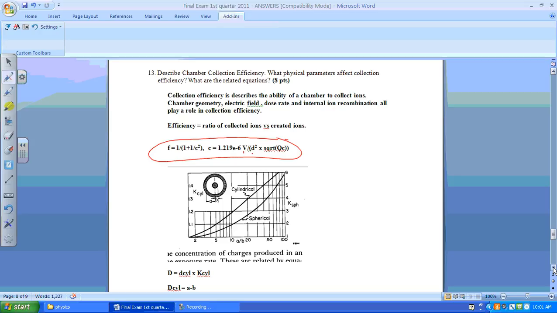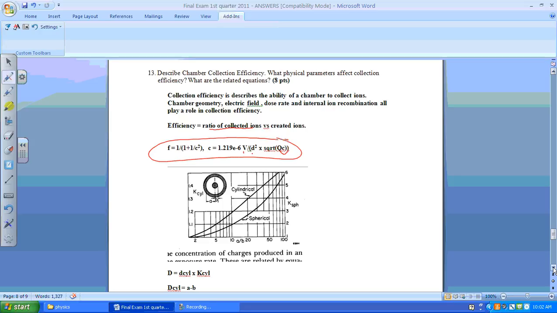Again, voltage: if the plate voltage is really low, then the ions don't experience much of a force, and that also increases recombination probability. And Q is the amount of charge that you collect. Obviously that affects collection efficiency because the ratio of collected ions is right in this equation. So you put that C into this equation, and you get F, which is the collection efficiency, and that's for plane parallel chambers.